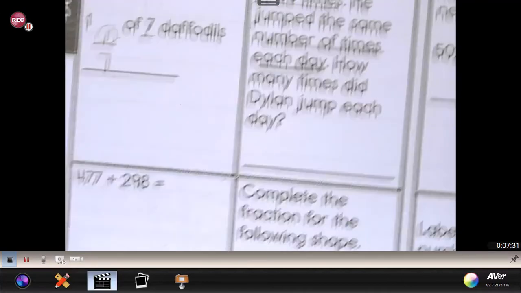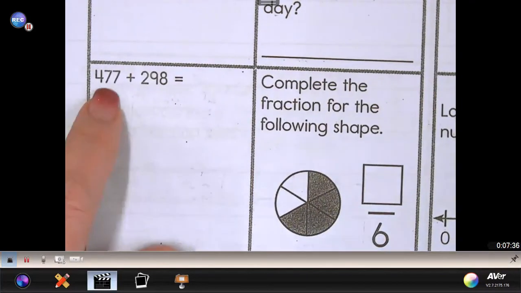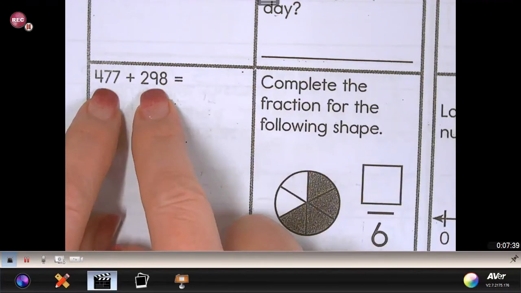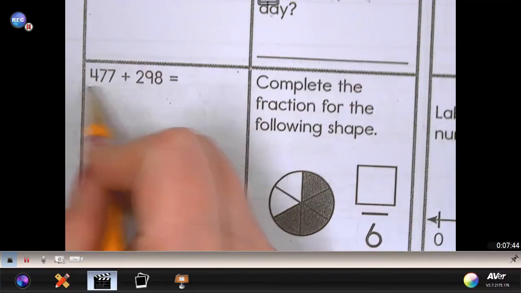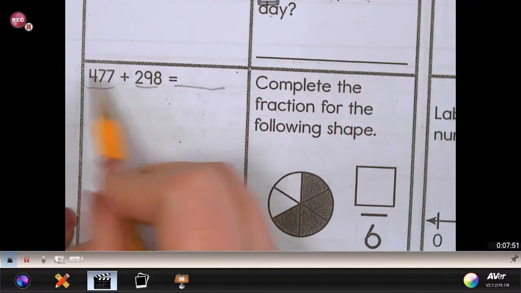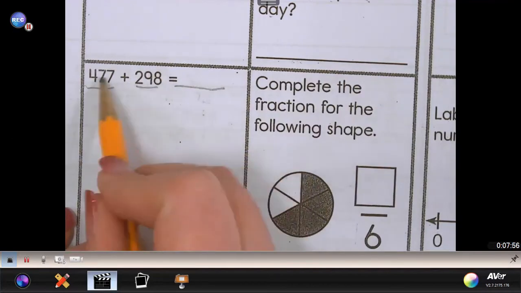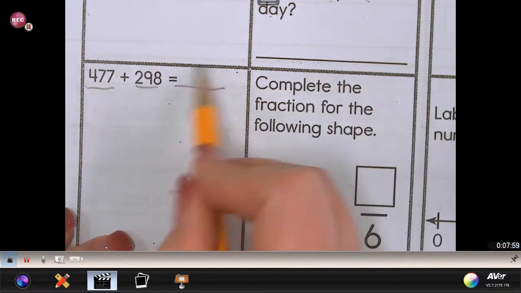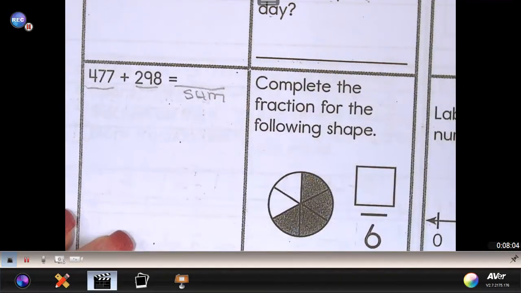All right, now let's take a look at, we have an addition sentence here. We have two addends. We're taking the two small groups and putting them together as one total group. So this is a part-whole type of problem, right? So I'm taking 477 and adding onto that 298. And to put those together, I'm going to get my sum. Remember, that's called a sum. What's it called? Right, sum.